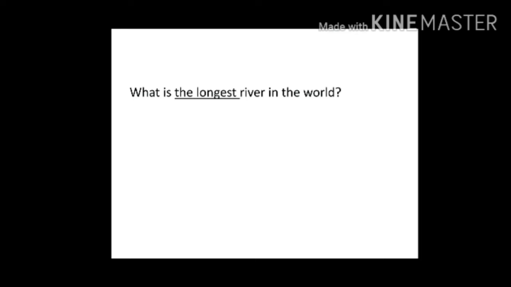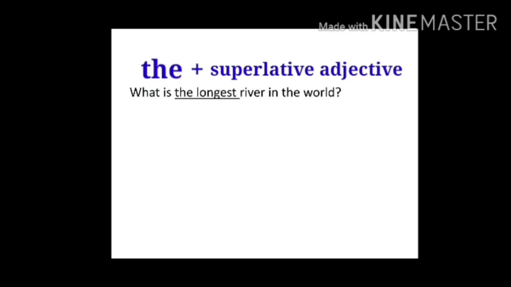So in here, you can see the sentence, what is the longest river in the world? And I'm sure you are not new to the next rule that we are going to talk about. The rule is quite clear if you take a look at the sentence. The sentence is telling you that if you have a superlative adjective, then the article the is always used. What do you mean when we say superlative adjectives?